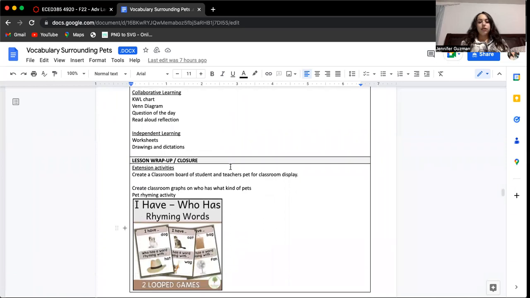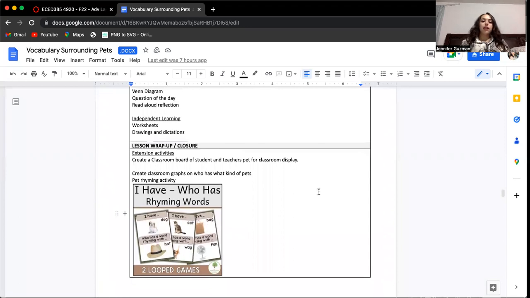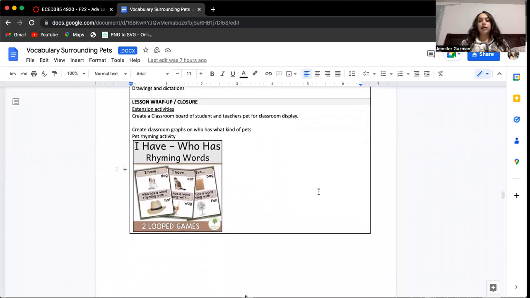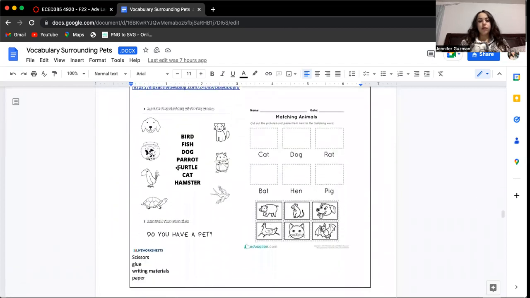Lesson wrap-up closure, extension activities: create a classroom board of student and teacher's pets for classroom display. Create classroom graphs on who has what kind of pets and a pet rhythm activity. And here we have some worksheets.